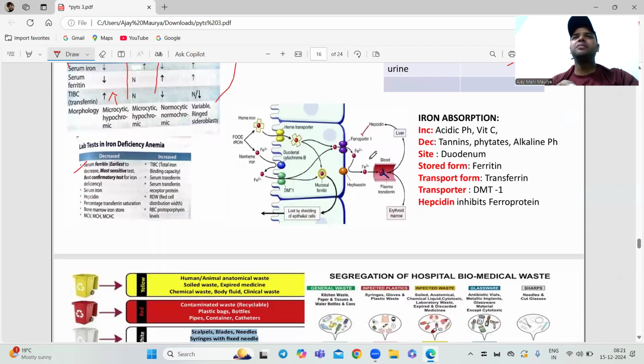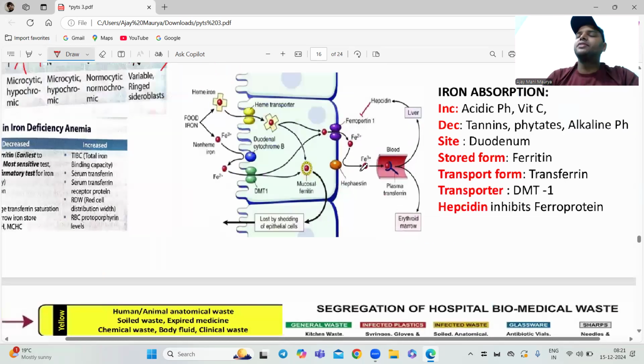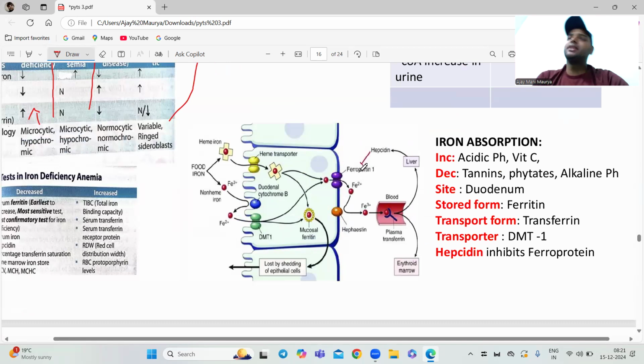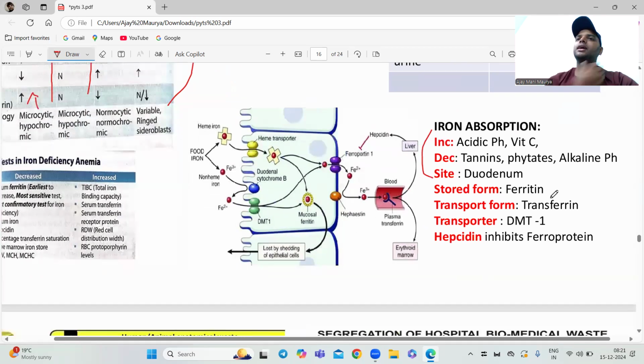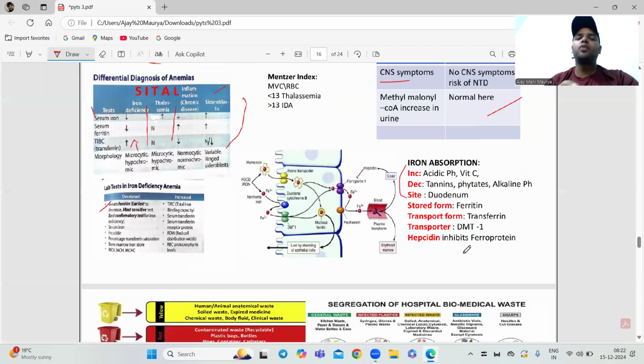Okay, remember here, guys, for iron absorption, what are the conditions which increase it? Acidic pH and vitamin C. Tannins, phytates, and alkaline pH will decrease iron absorption. The site is the duodenum. See, ID card: I means iron, D means duodenum. Storage form is ferritin. Transfer form is transferrin. The transporter is divalent metal transporter, DMT1, and hepcidin inhibits ferroportin, guys. Just remember these golden points.